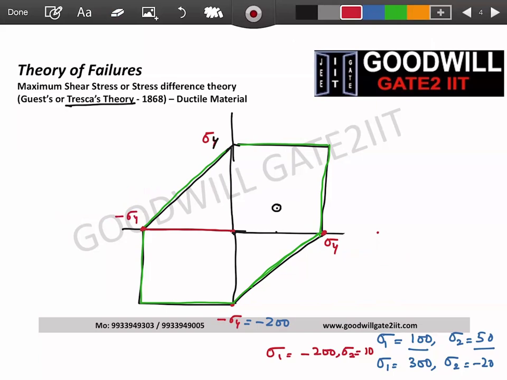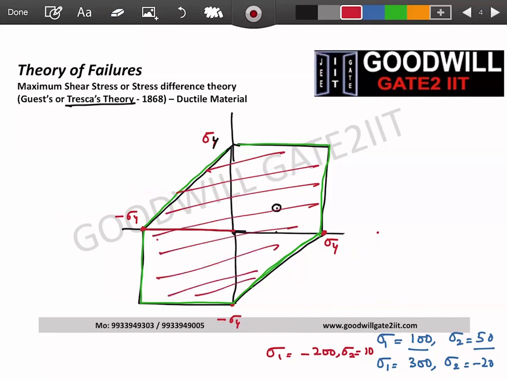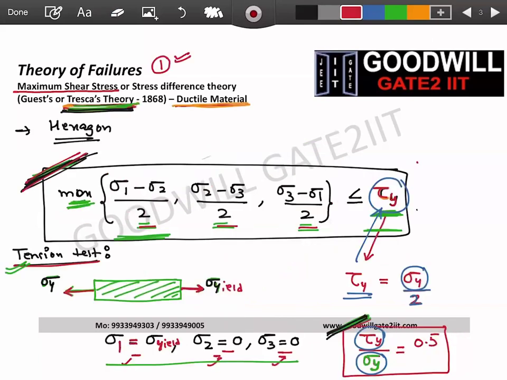If you are inside this zone, your material is safe. If you are outside this zone, your material will fail. Inside the zone means this condition will also be satisfied. Outside the zone means this condition will be a failure.